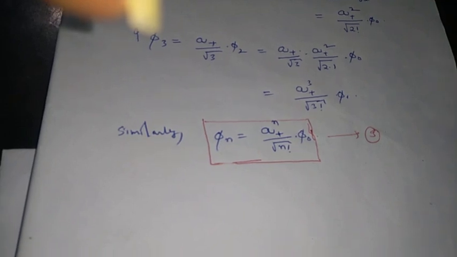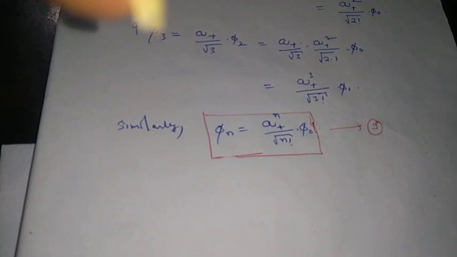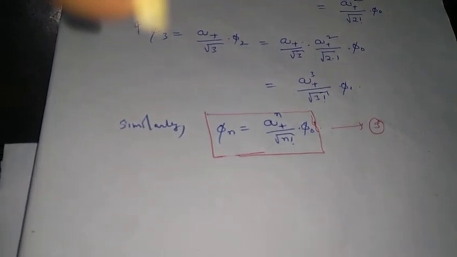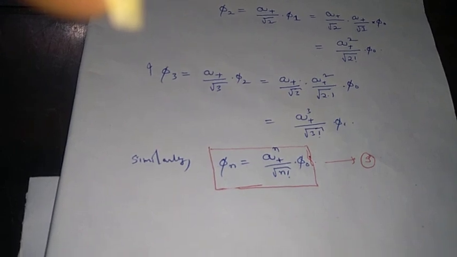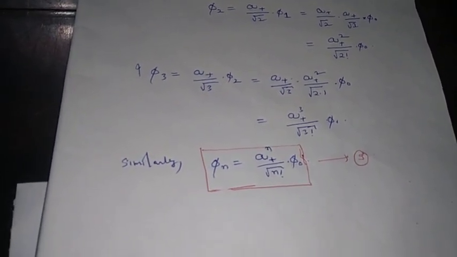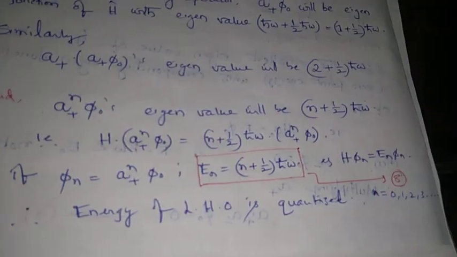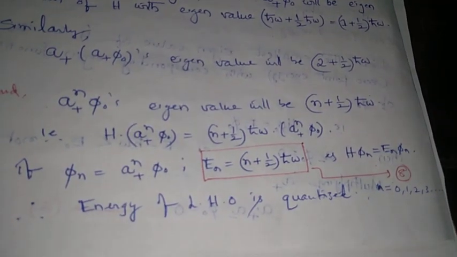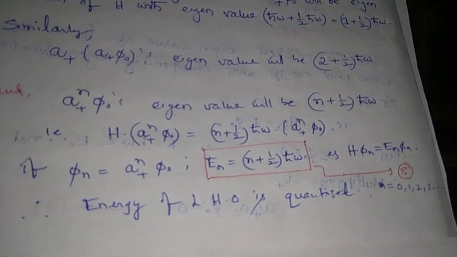Similarly, we can write down that phi n is equal to A plus raised to n divided by square root of n factorial into phi naught, and call this equation number 9. This is the expression for the eigenfunction of the linear harmonic oscillator in the operators method. And equation number 8 was giving you the eigenenergy of the linear harmonic oscillator.